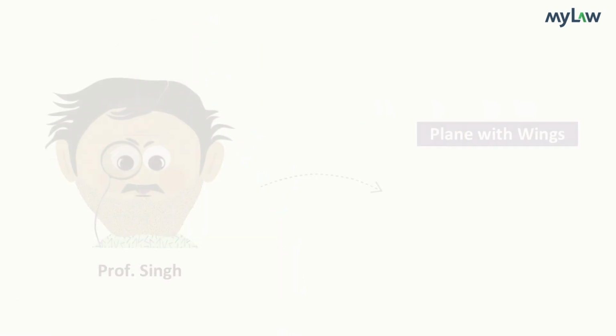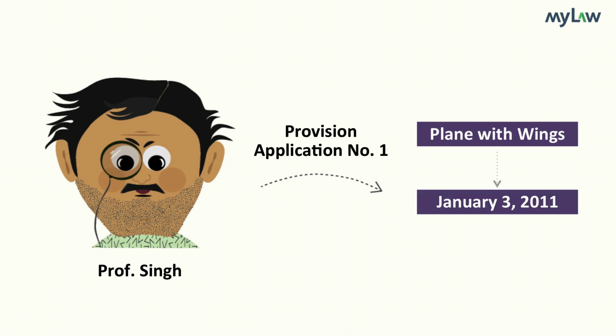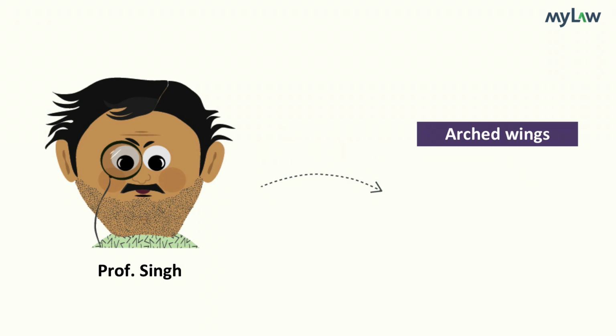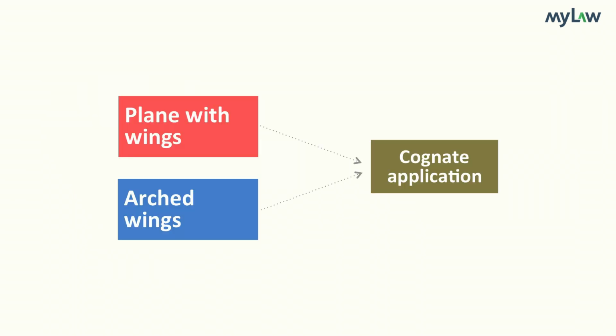We now move on to cognate application. Consider Professor Singh has invented a plane with wings, for which a provisional application is filed on January 3, 2011. While working on the invention, Professor Singh found that arched wings were preferable, and therefore he filed a second patent application on August 8, 2011. In such situations as above, it is possible to club the two provisional applications and file a single complete application, as the two inventions have a single inventive concept.